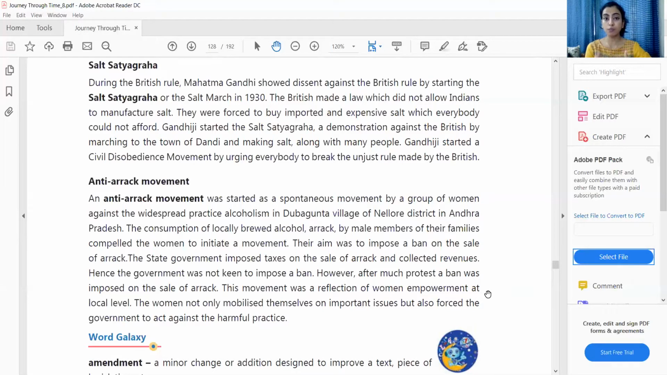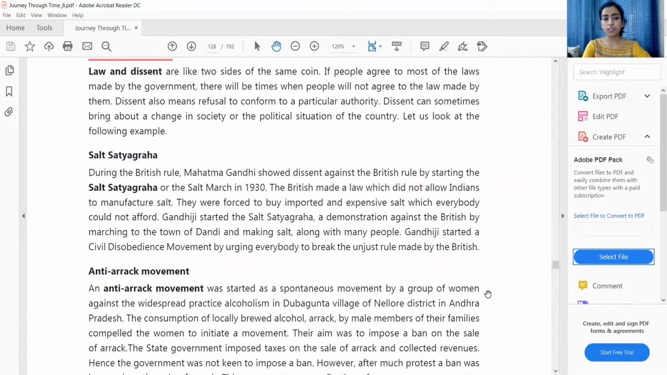So this movement showed women empowerment, how women strongly led a movement and came out successful. It also showed that if you raise your voice against any harmful practice, it will bring a fruitful result. So this is all about law and dissent.